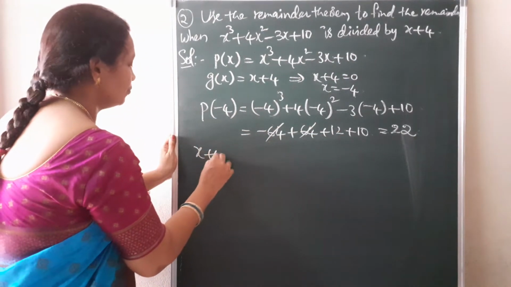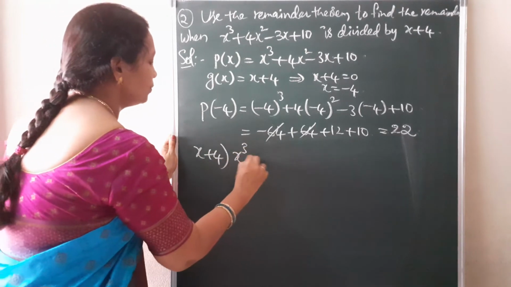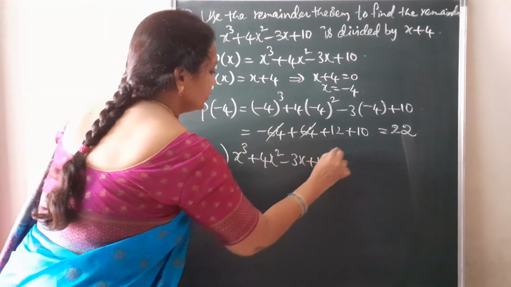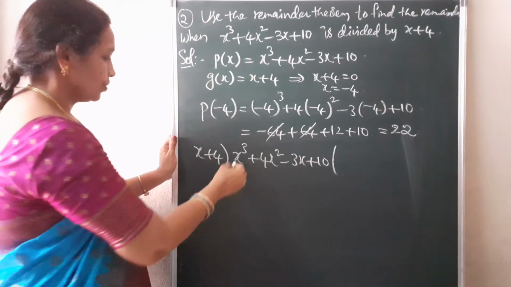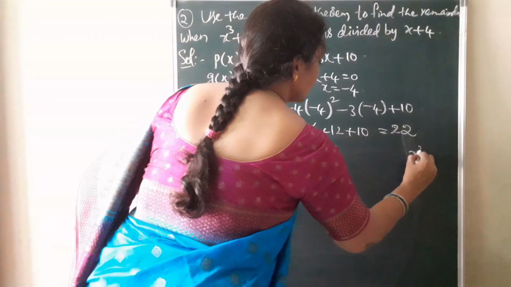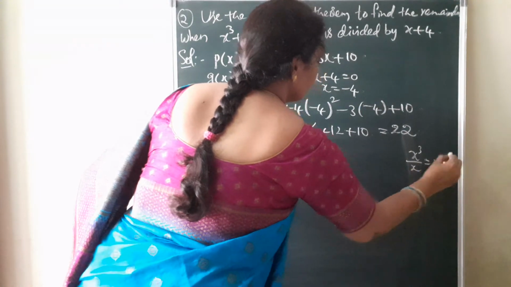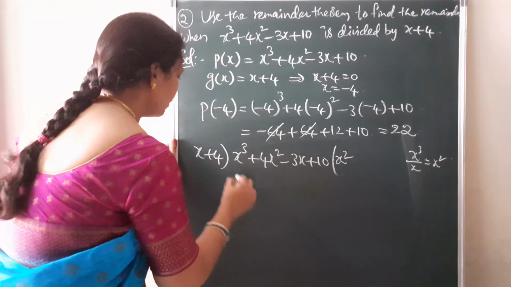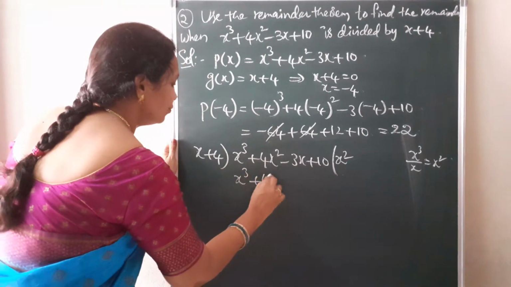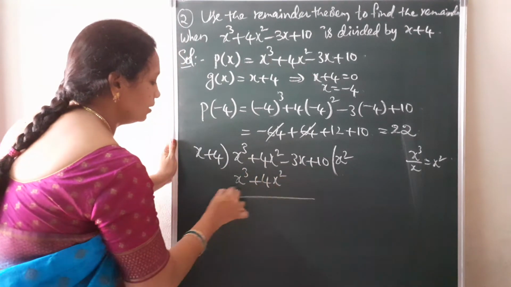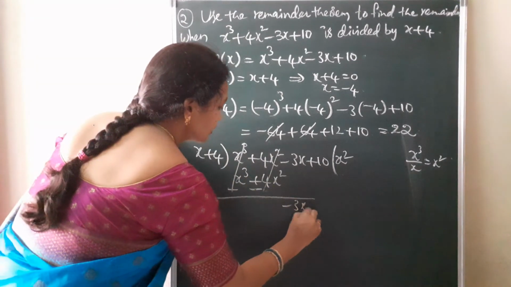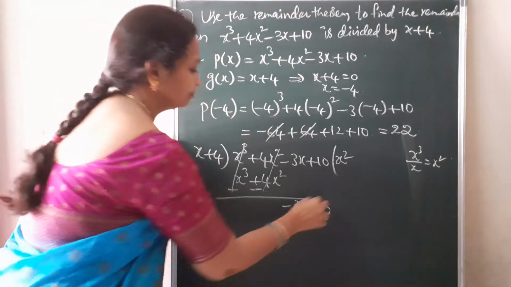So x plus 4 is the divisor, and x cube plus 4x square minus 3x plus 10 by long division. So x cube by x is x square. So x square is the first term of the quotient. Then x square into x is x cube plus 4x square. Then minus minus both get cancelled and minus 3x plus 10 will be left over.